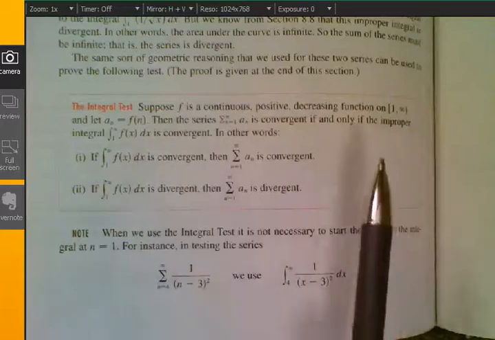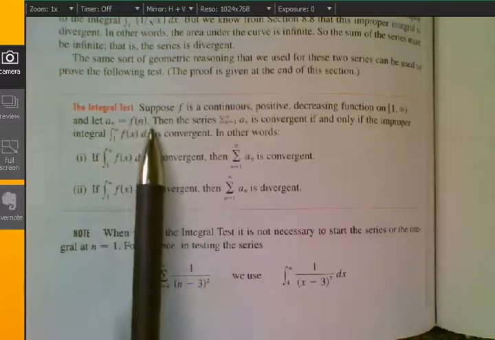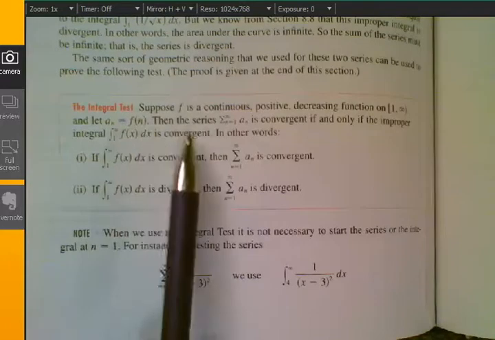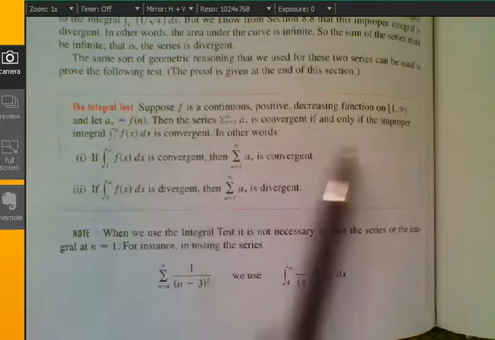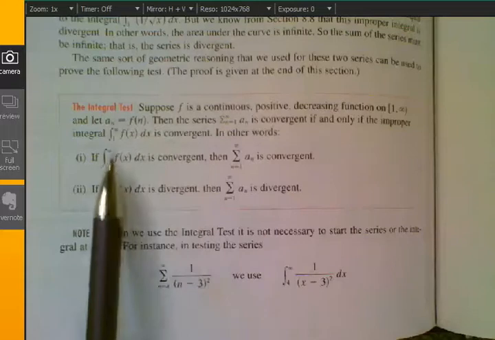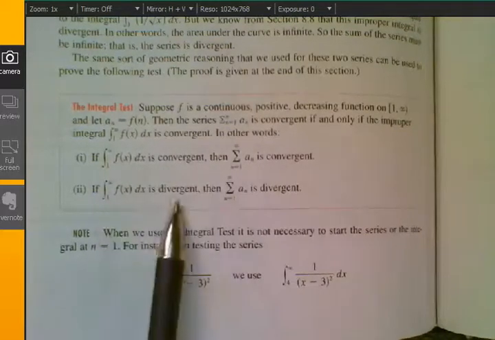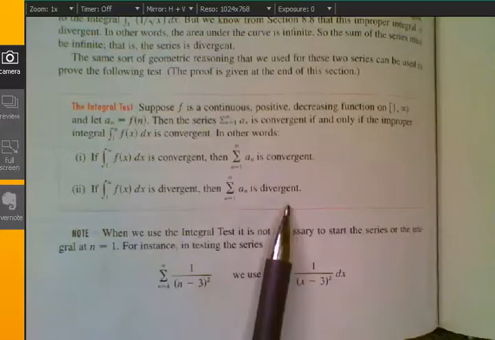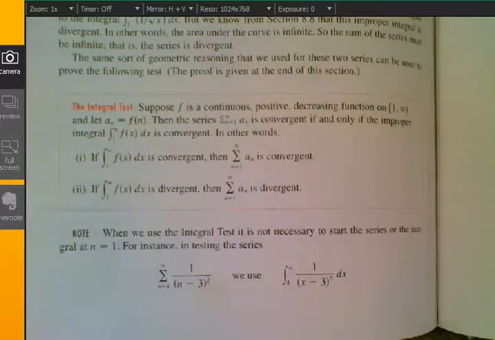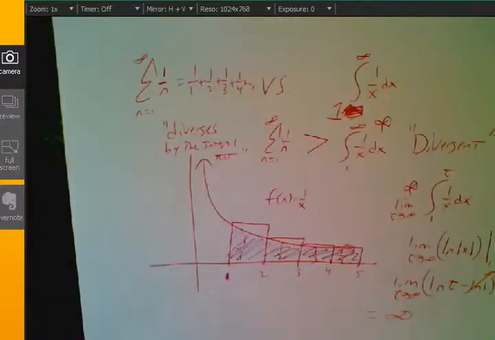So assuming everything's in place, then you're basically turning your a sub n into a function, which is what we did, and it's telling you that the series is convergent if and only if the improper integral is convergent. So basically exactly what we said. If the integral is convergent, then the series will be convergent, or if the integral is divergent, then the series will be divergent. So that's just the fancier definition for the integral test. I think we explained it, but some of you like to have the definitions, so there they are.